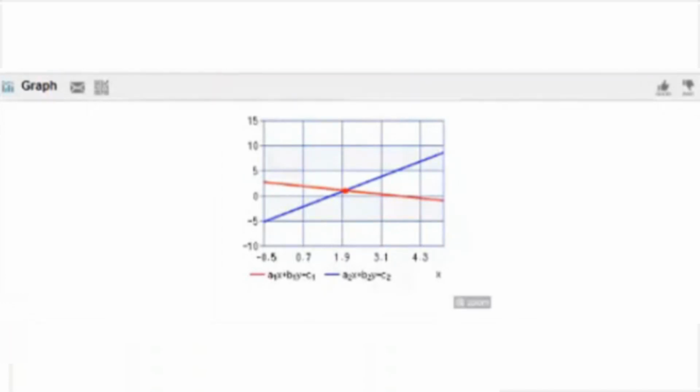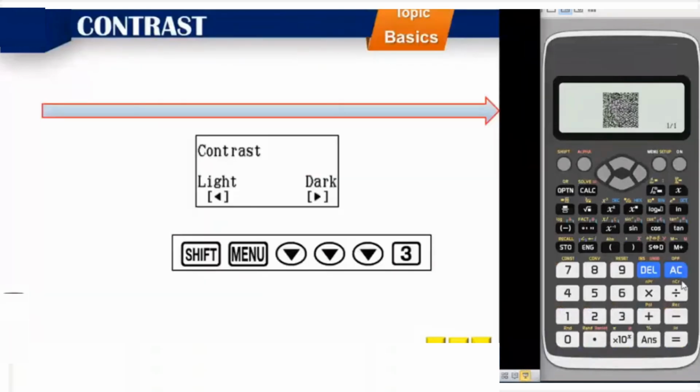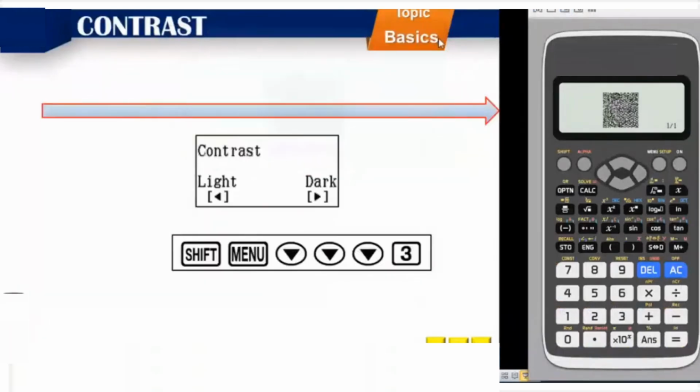I hope this is clear. So this contrast button is basically the display button, and if you press shift menu, you scroll down, the very last feature of setup is contrast. When you press 3, it will ask you whether you want to contrast it lighter or darker. You go on to the right, the screen will become dark. You go on to the left, the screen will become light.